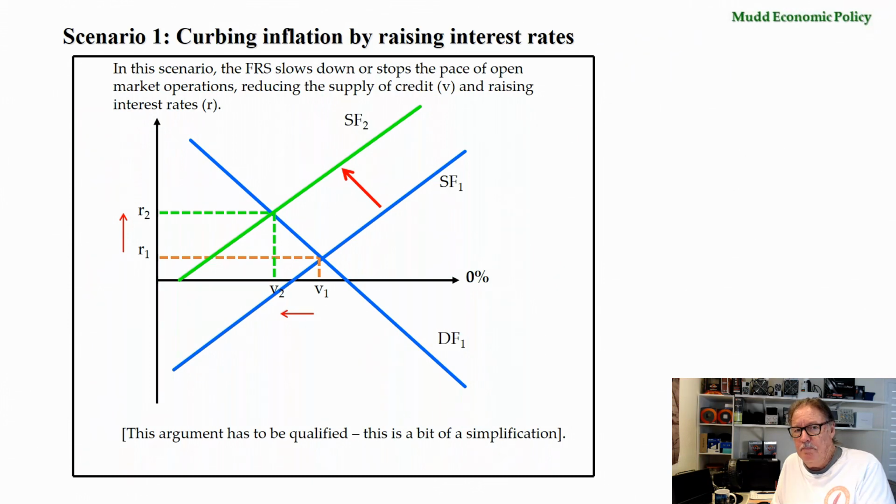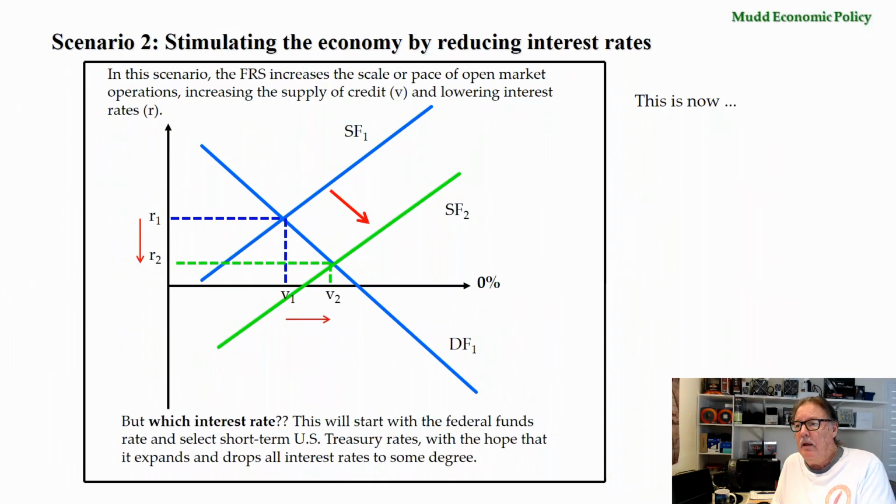What we're mostly interested in is the period where inflation is not a threat, which is what we're calling scenario two here, where the Fed stimulates the economy by reducing interest rates and in fact potentially reducing interest rates to close to zero. In this, you can see that they increase the scale or the pace of open market operations, do larger open market operations. That allows them to increase the supply of credit and lower interest rates, as is shown here.